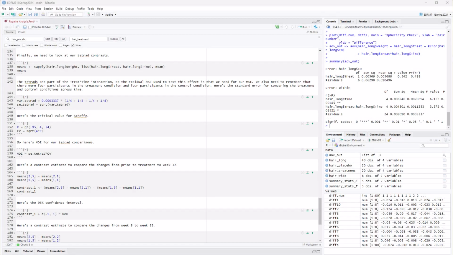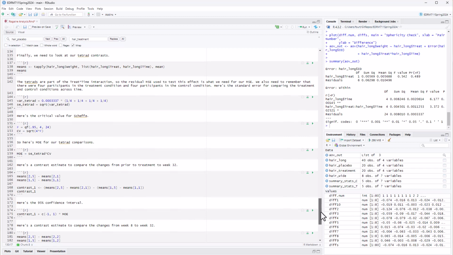We are looking at mixed designs, and in the previous video, we found that we were able to reject the omnibus null hypothesis and conclude that it did indeed look as though Rogaine helps. That is, the pattern of weight of the hair is different for Rogaine, specifically more, than it is for the placebo. But now what I want to do is look at tetrad contrasts.